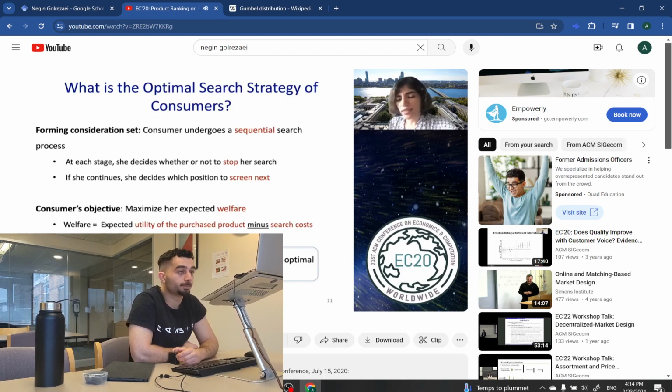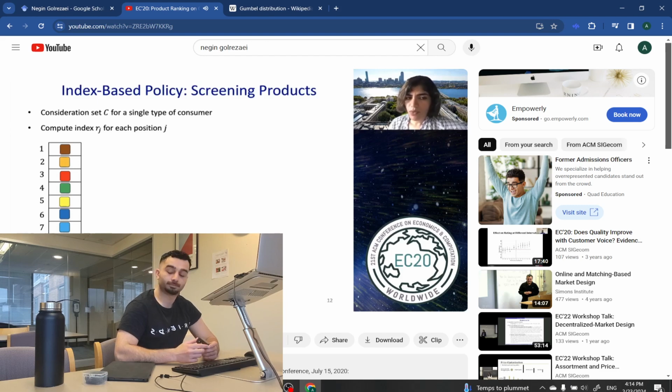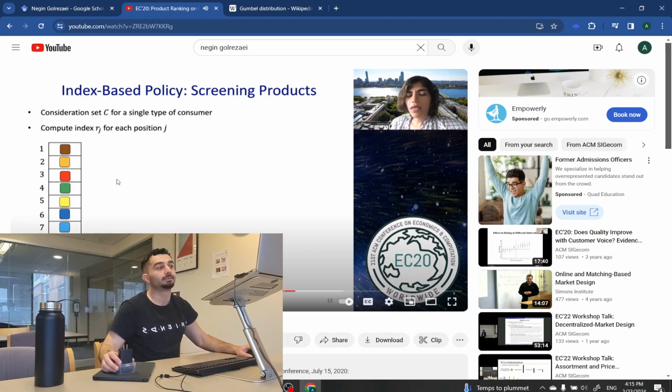To explain this index-based policy, just to ease the discussion, I'm going to assume that I only have one type of consumer, but of course, whatever I'm saying can be extended to more than a single type. So in this index-based policy, for every position j, we have an index Rj, where this index Rj depends on the distribution of the preference weights f of W and the Gumbel distribution, and also it depends on the search cost.